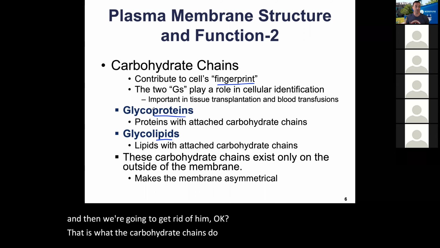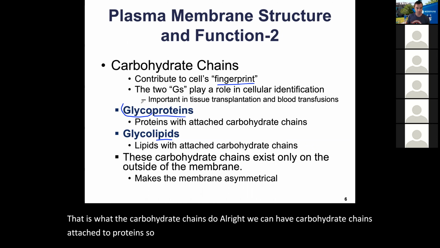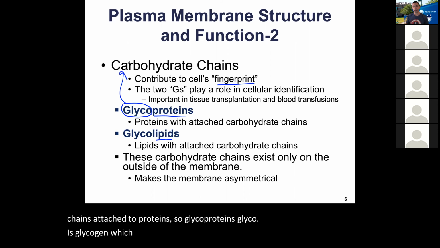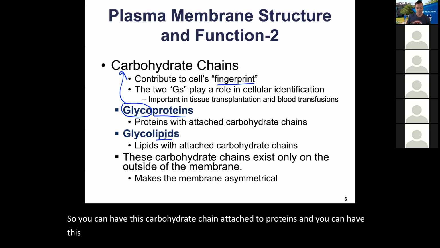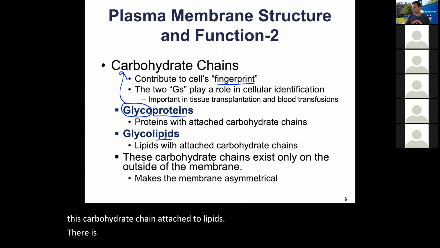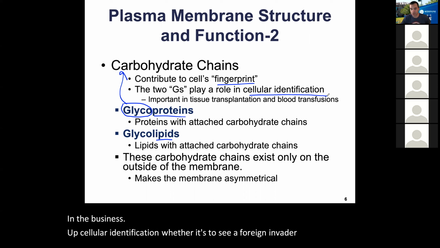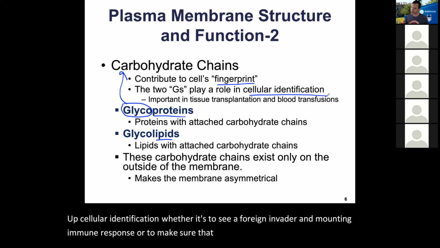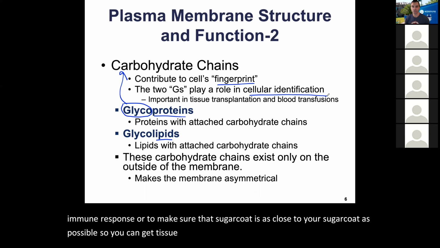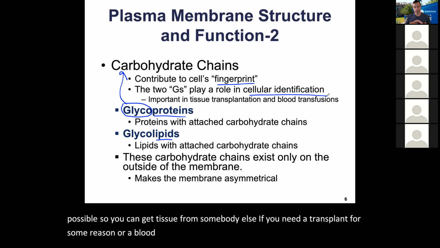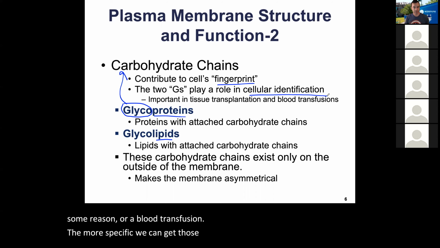All right. We can have carbohydrate chains attached to proteins. So glycoproteins, glyco is glycogen, which is a carb. Okay. So glyco is carb. So you can have this carbohydrate chain attached to proteins, and you can have this carbohydrate chain attached to lipids, okay? There is some degree of slight variation in the function of these, but still, ultimately, they're both in the business of cellular identification, okay? Whether it's to see a foreign invader and mount an immune response, or to make sure that that sugar coat is as close to your sugar coat as possible so you can get tissue from somebody else, okay, if you need a transplant for some reason, or a blood transfusion, okay? The more specific we can get those outside chains to be comparable to one another, the greater the likelihood of success of a transplant or a blood transfusion.